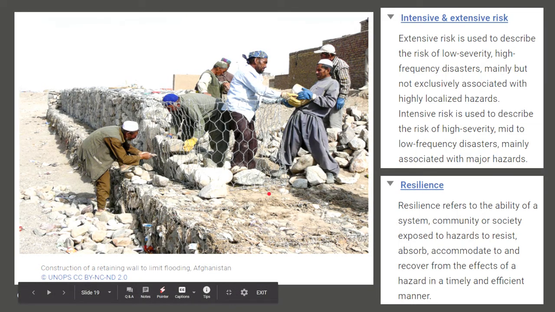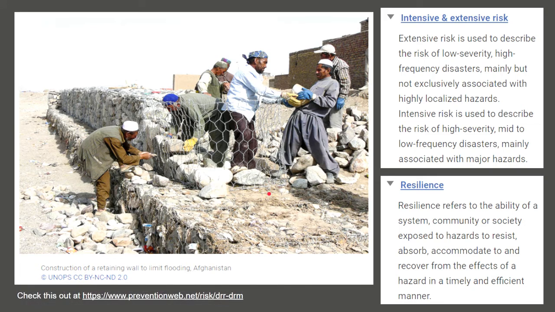So most of the world's efforts are directed towards reducing the vulnerability and exposure of the citizens while building up their resilience, or their ability to adapt and survive those disasters. One thing that we should be looking into when we evaluate a community is their intensive and extensive risks. Extensive risk refers to the risk that the citizens could experience from low severity but quite frequent disasters.